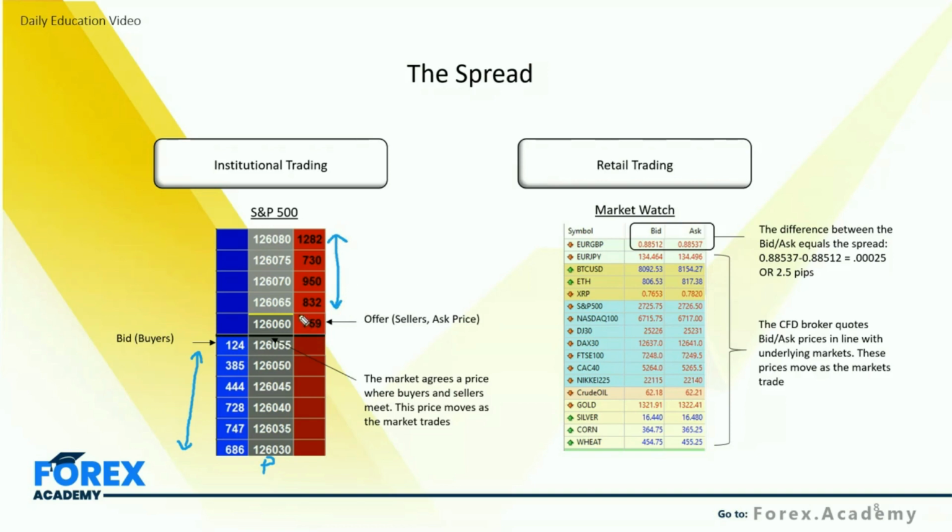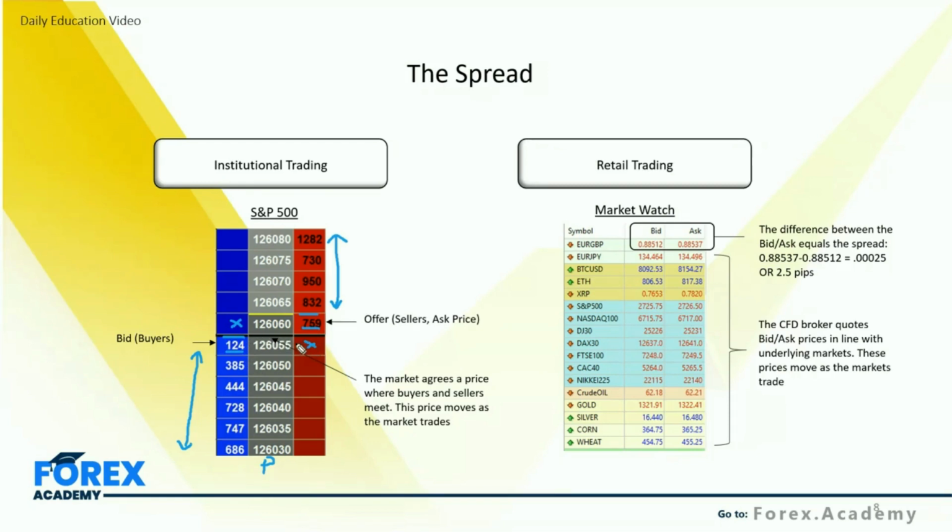So basically what this means is that at this price, 1260.60, 759 traders or sellers are offering to sell the market to potential buyers who want to execute at market price. Alternatively, at this price here, we have 124 buy orders looking to buy the market.